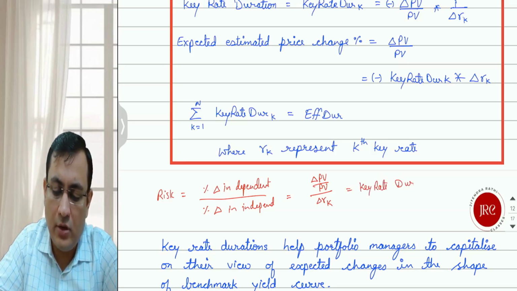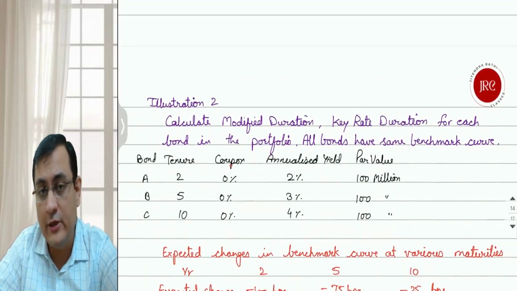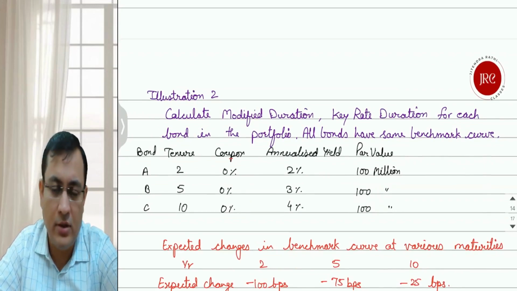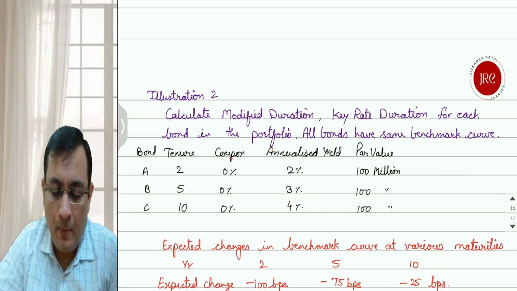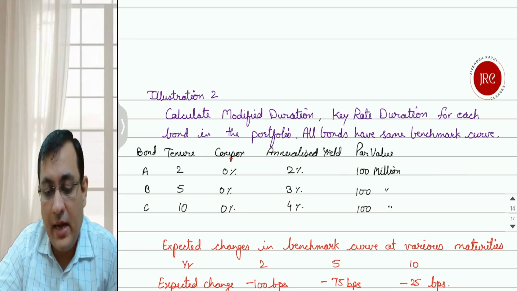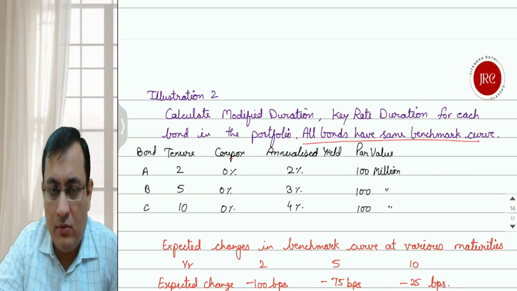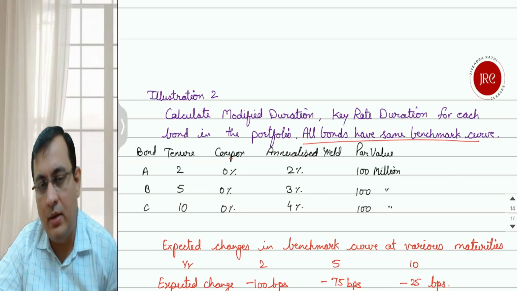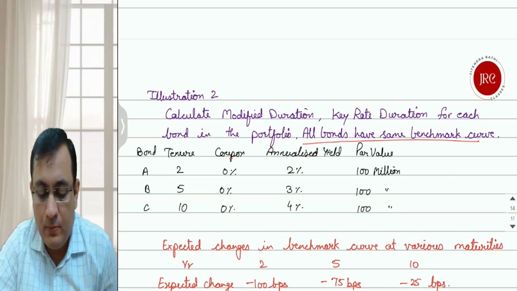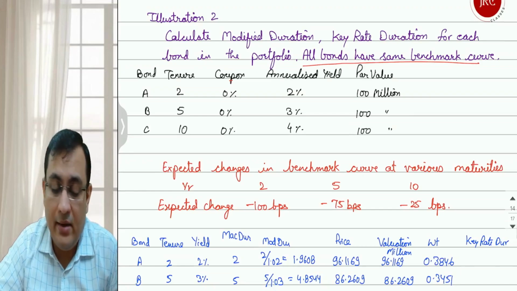So now let's go for some numerical calculation and how a portfolio manager is going to use the key rate duration to increase their returns for the investors. Let's calculate the modified duration and key rate duration for each bond in the portfolio, assuming that all bonds have the same benchmark curve, the same government par curve, as a benchmark for these bonds.